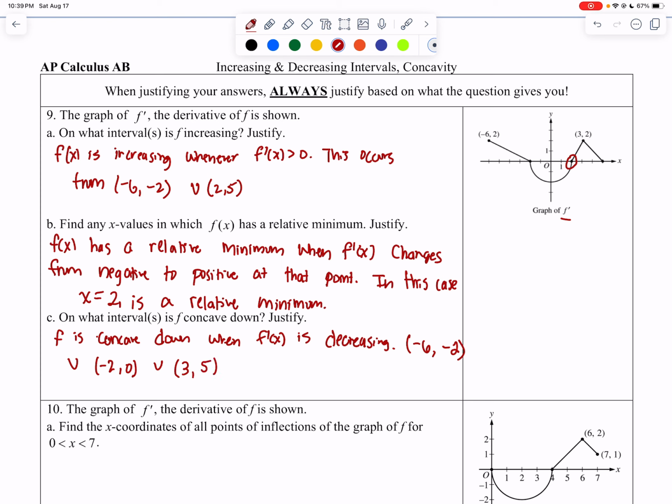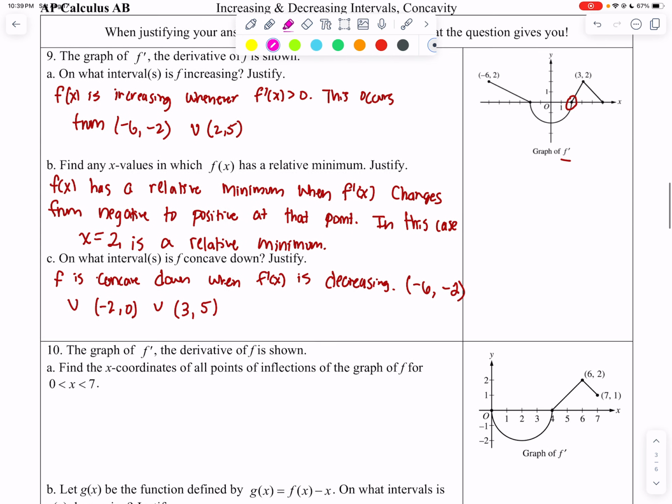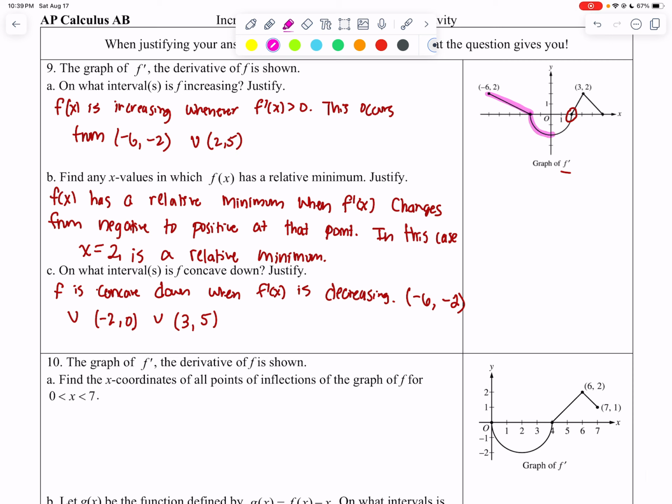Notice how I did not say -6 to 0. Even though it is technically decreasing here, we do want to make sure that it is in terms of the domain of our second derivative. In this case, our second derivative right here is going to be undefined, so we don't know what's really happening at -2.